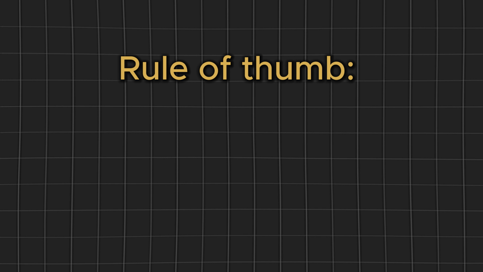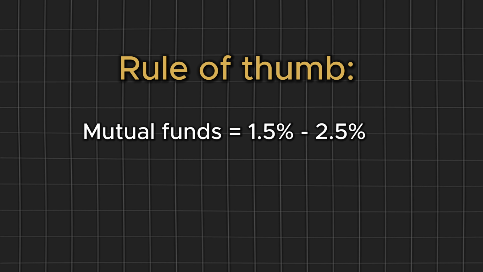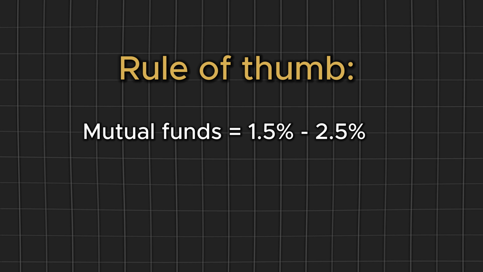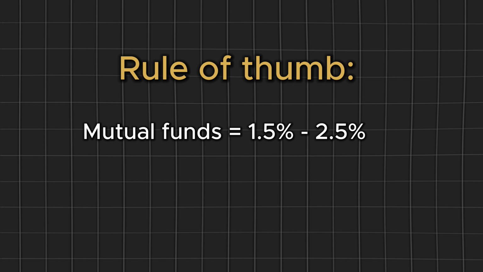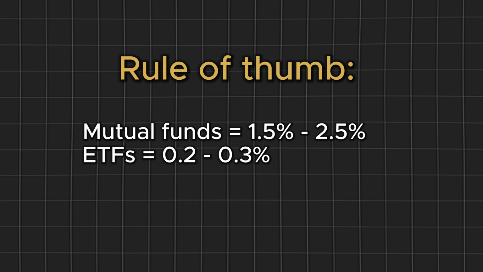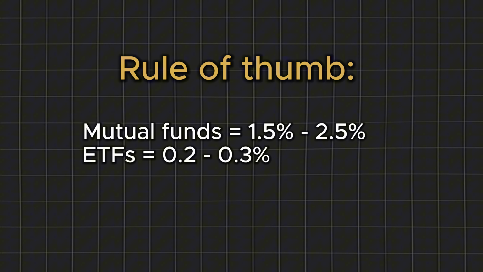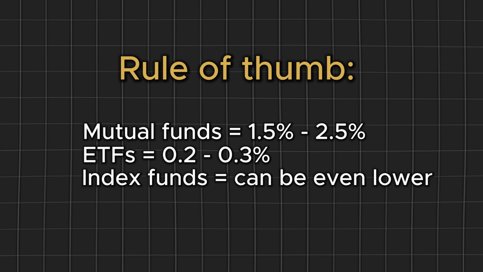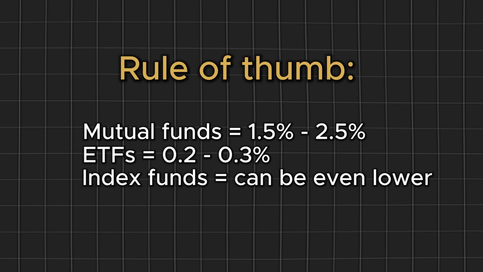Now, quick rule of thumb here, mutual funds often charge between 1.5 to 2.5% MER. Anything above that is a scam. Stay away. Keep in mind, ETFs usually have much lower fees of roughly 0.2 to 0.3%, and index funds can even go much lower than that. I would say anything above 1.5% deserves some serious investigating to see whether or not it's actually worth paying.